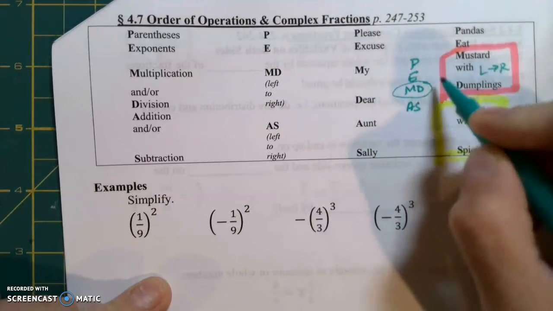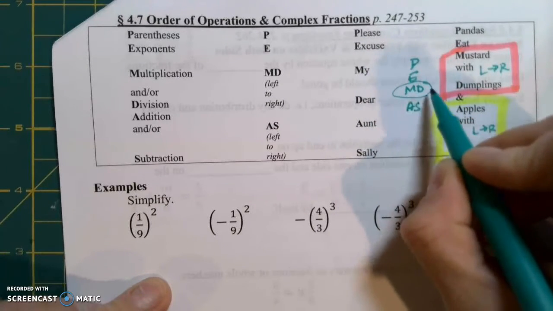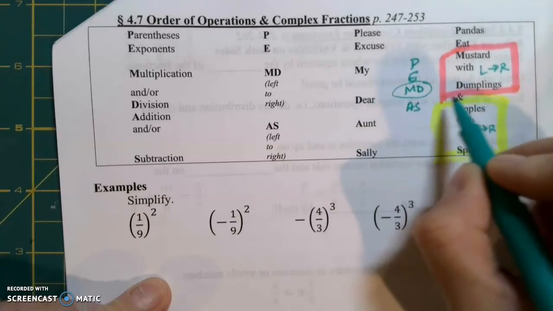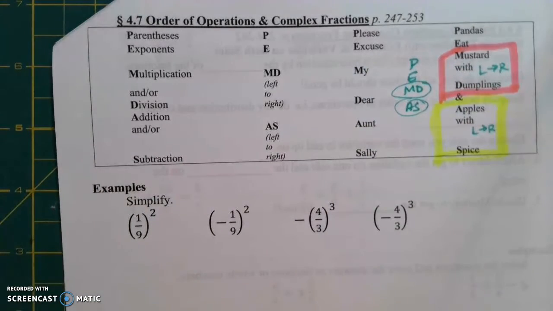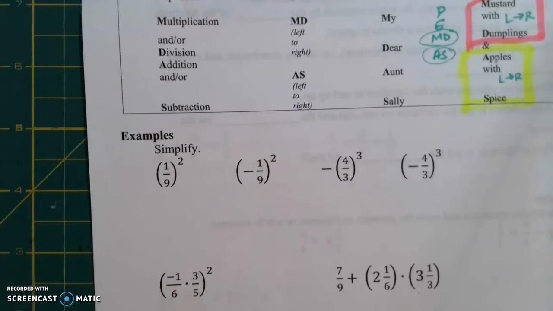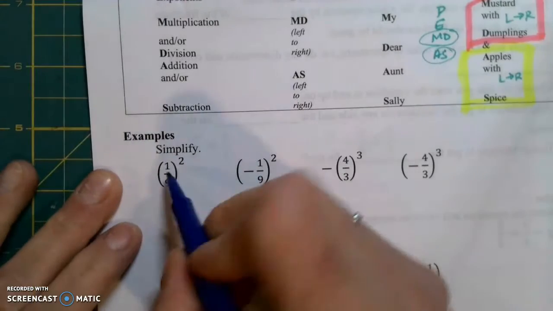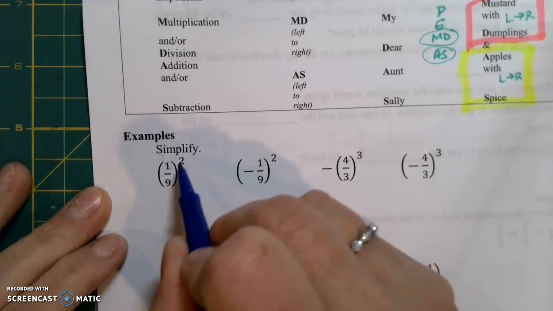But it may not be multiplication first. It might be division first. It's whichever of these you see first as you're scanning your problem from left to right. And then when you've finished all the multiplication and division, you're going to do that same idea, but looking for addition or subtraction as we're moving from left to right. Okay. So basically, at this moment, we're going to look at some of our fraction situations with exponents.